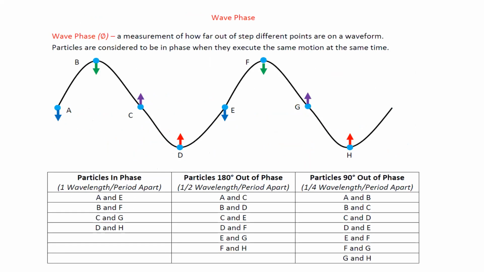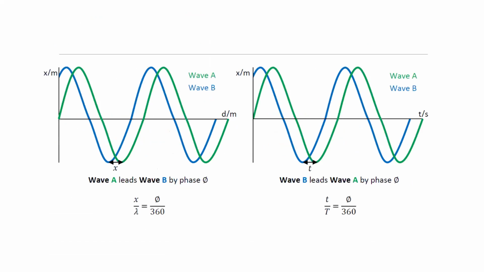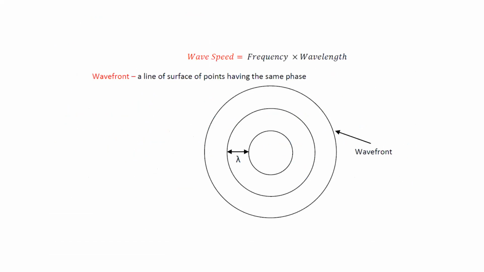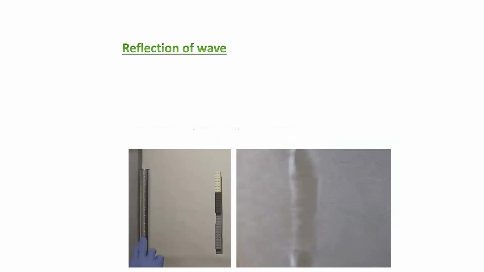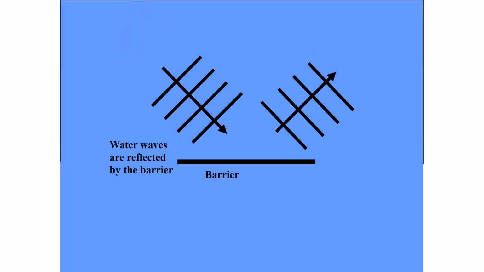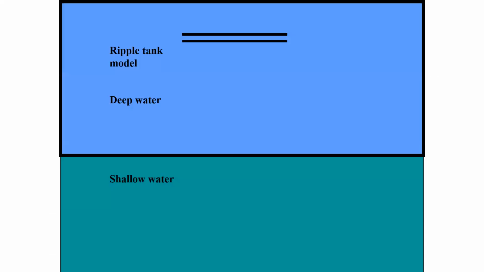So this is the last point which we discussed, the phase difference and the path difference, which we want to work out between the two waves. And we can study the properties of the wave by using a ripple tank. We can study reflection, refraction, as well as diffraction.